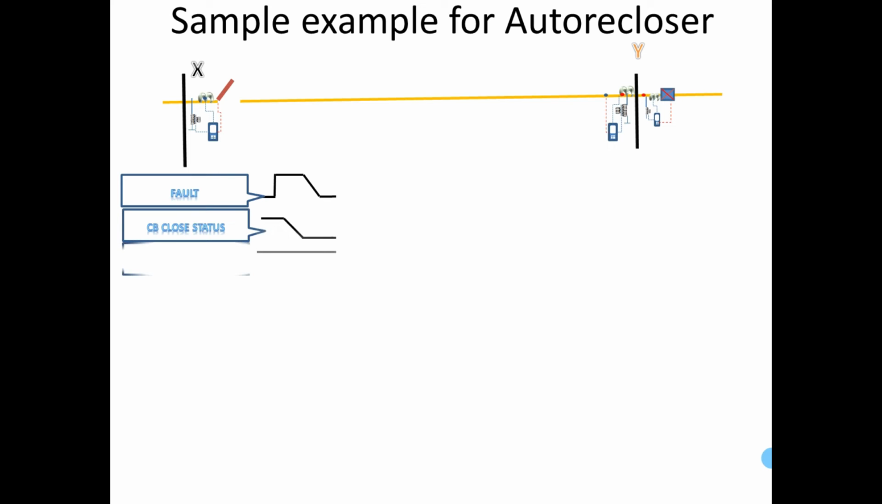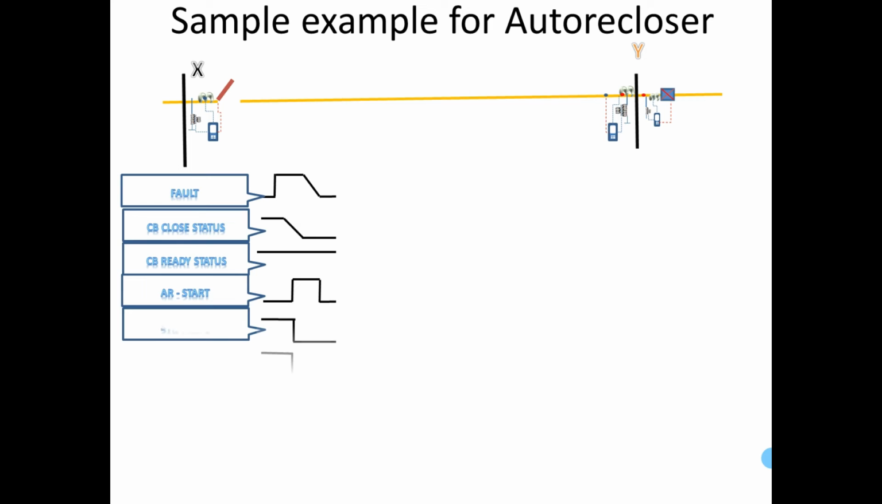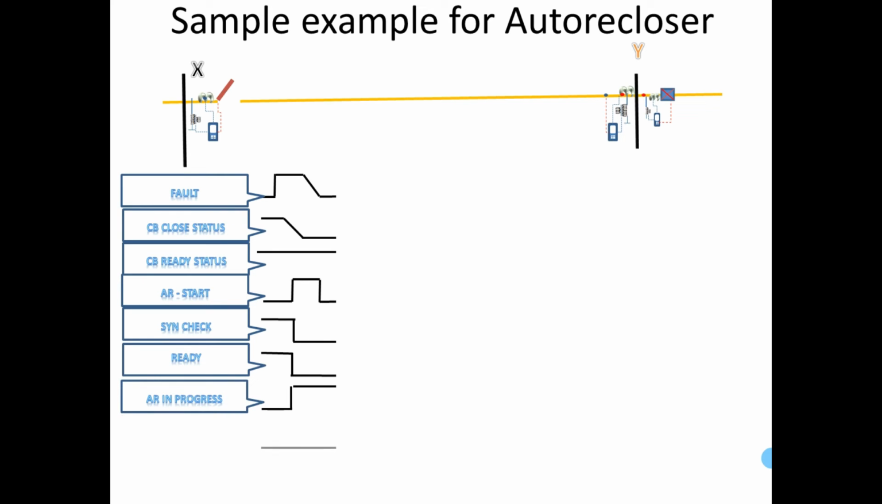Next, the relay gets AR initiation, and once it gets the AR initiation, the relay will go for checking the sync check, and then the AR relay will have a ready signal. I will explain this ready signal later. Now AR is in progress, that is AutoRecloser in progress, and is waiting for the CB close pulse, and the AR success we will get only at the end.